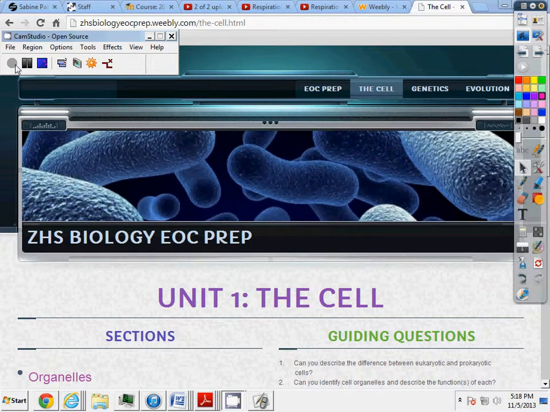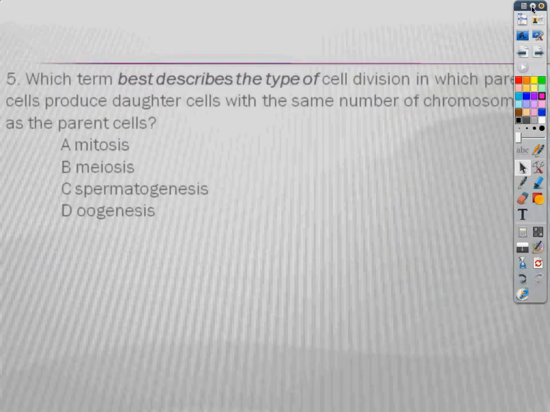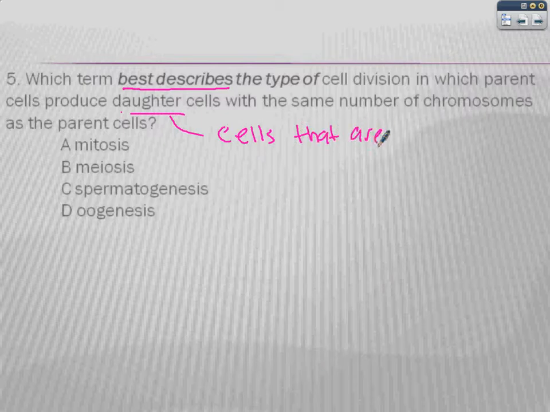Okay, we're gonna finish up the last 4 questions on the cell cycle quiz. So question number 5. Which term best describes the type of cell division in which parent cells produce daughter cells with the same number of chromosomes as the parent cells? Again, daughter, that's just the cells that are created. And we're looking for cells that have the same number of chromosomes as the parent cell.